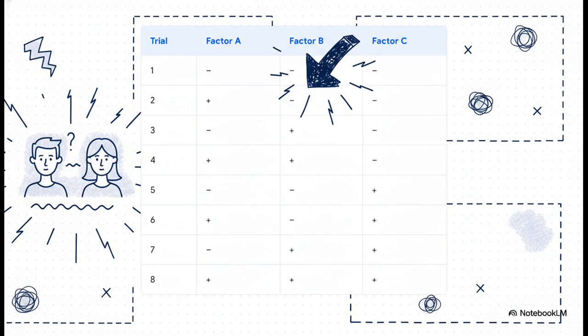All right, so take a look at this. This is your classic before scenario. It's a standard experiment with 3 factors and 8 trials. Those pluses and minuses, they just represent the high and low settings for each factor. Simple. Now, on the surface, this looks perfectly fine, right?